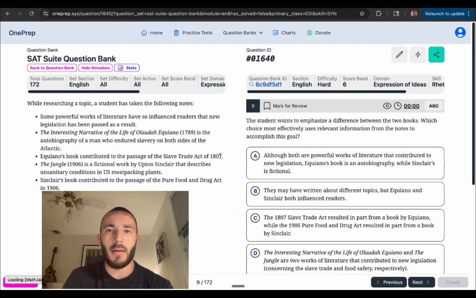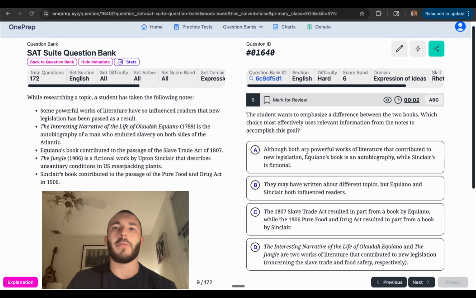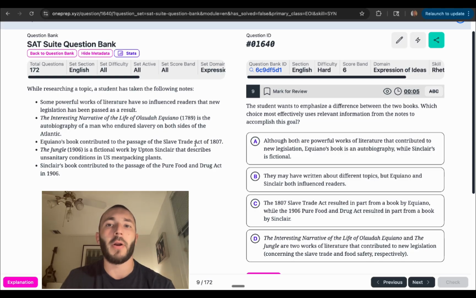What's hard? 9? 9's hard. Okay. Let's try this one. See if the same trick will work. It might not. The student wants to emphasize a difference between the 2 books. Okay. We're looking for a difference, and we have to mention 2 books. Although both are powerful works of literature that contributed to new legislation, this book is an autobiography and Sinclair's is fictional.